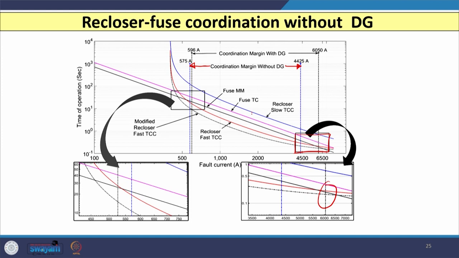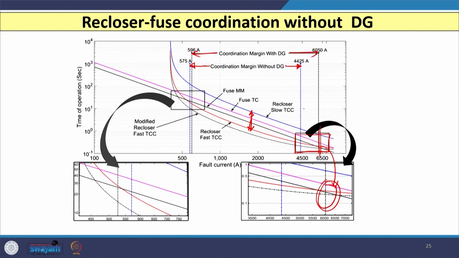This region works perfectly when there is coordination margin available between these two vertical blue lines. If I connect the DG and my coordination margin increases, then at this point I have shown here, either the fuse TC or fuse MM characteristic is going to overlap with the recloser fast TCC. So, whatever fuse saving concept we want is violated, and for any fault in this region, because that is the extended portion, the fuse and recloser will both operate simultaneously. Even in this region you can see that the characteristics are overlapping.